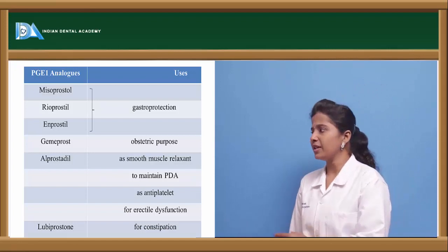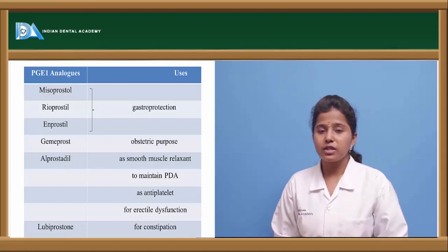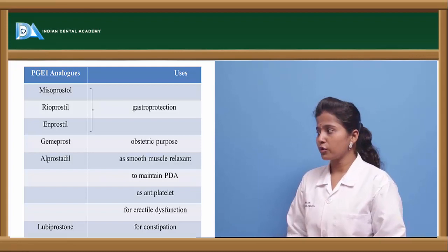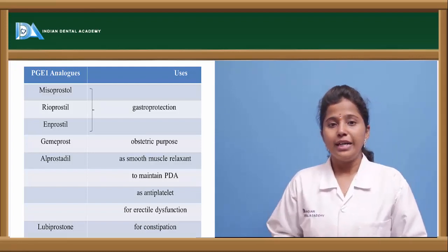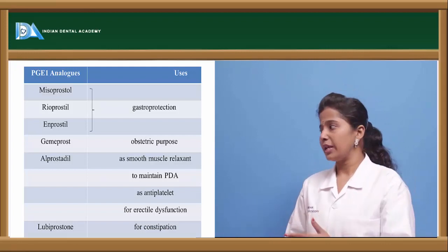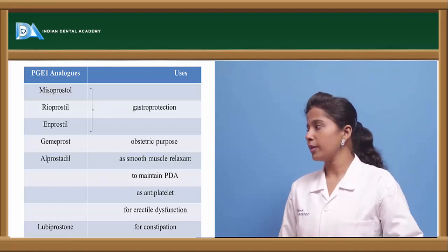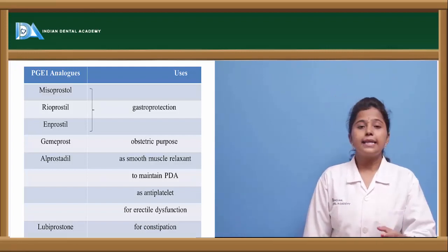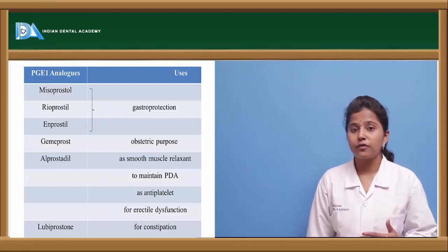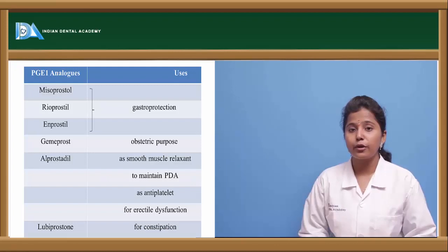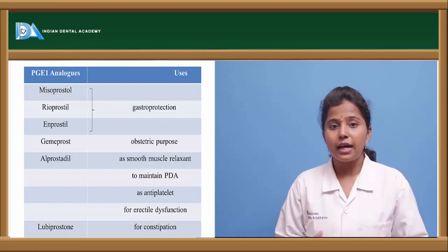So PGE1 has various analogues like misoprostol, ornoprostil, enprostil, alprostadil and lubiprostone. Individual analogues have their various actions. For example, misoprostol, ornoprostil and enprostil are mainly useful in gastroprotection. So these types of analogues of PGE1 are recommended for protecting against gastric acid ulceration.